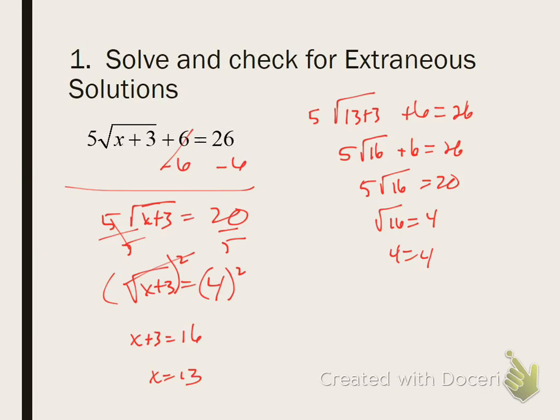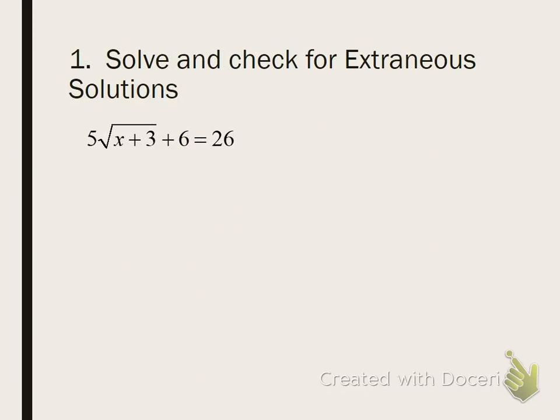The other thing we have to be careful of, especially since this is a square root right here, is to make sure that when we plug our x back in, we're not getting negatives inside of that square root. That leads to imaginary numbers, and we want real solutions, right? So that's something else we want to look for, and it didn't happen here. So x equals 13 is definitely a solution, okay?